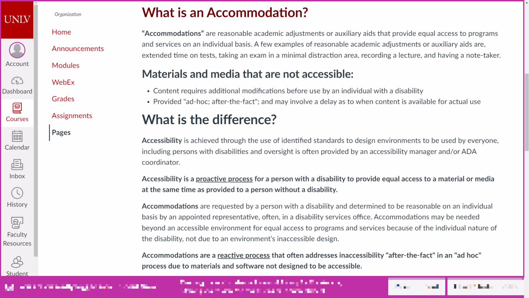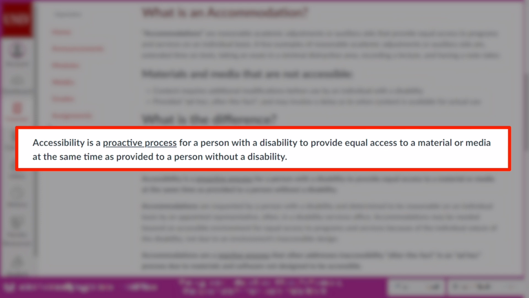Accessibility is achieved through the use of identified standards like the Web Content Accessibility Guidelines to design environments to be used by everyone, including persons with disabilities, and oversight is often provided by an accessibility manager and/or ADA coordinator. Accessibility is a proactive process for a person with a disability that provides equal access to materials or media at the same time as provided to a person without a disability.